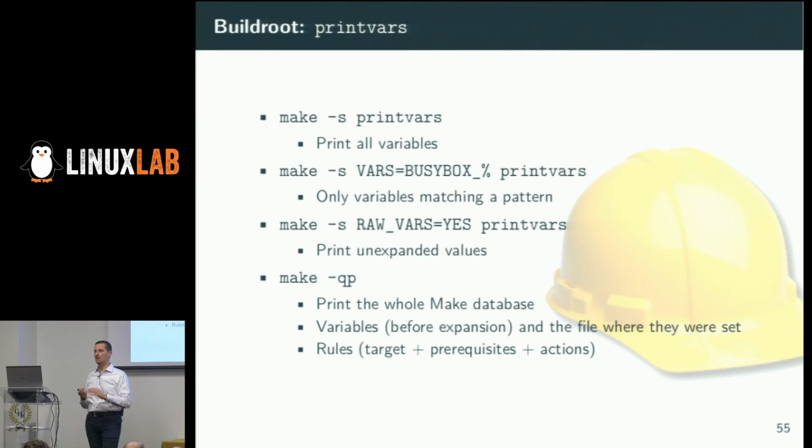You can also print unexpanded variables. And if that's not enough, you can print the whole make database. So this is a make feature, make -qp. It will print a huge output with all of the rules, all of the variables, which is a sort of last resort to debug.